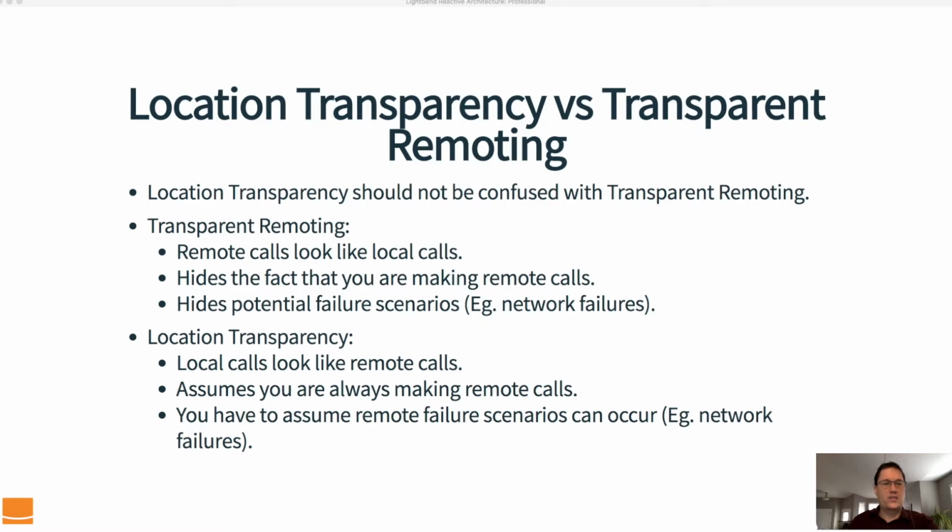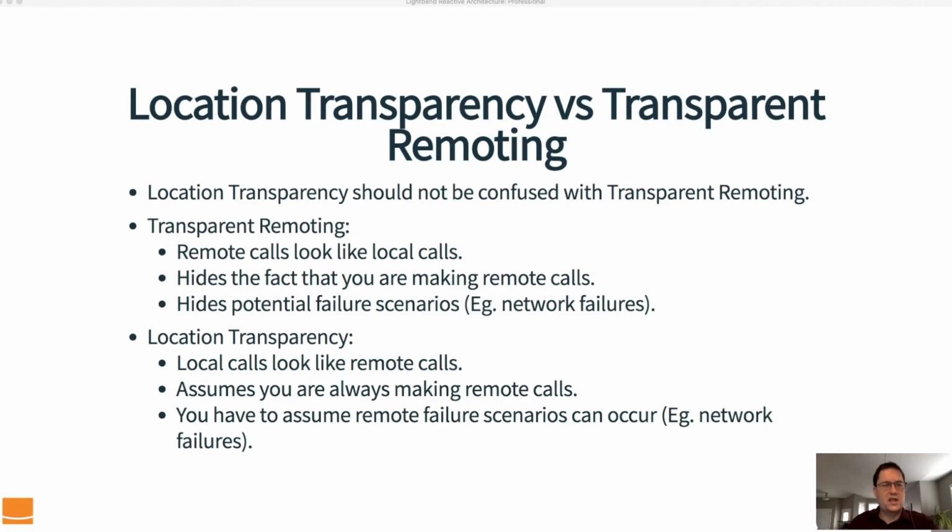Now, location transparency shouldn't be confused with transparent remoting. Transparent remoting basically tries to take remote calls and make them look like local calls. So everything looks like a local call, even though it may be remote. What this does is it hides the fact that you're making remote calls, and as a result, it can hide potential failure scenarios. You might have network failures, for example, and because it looks like a local call, you won't know whether there's going to be a network failure or not. You might not think to deal with that possibility.